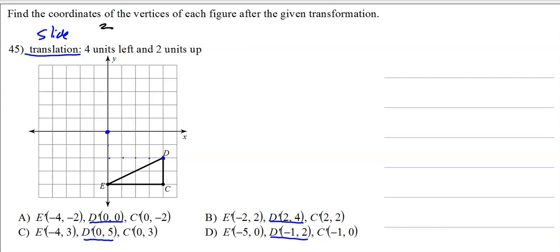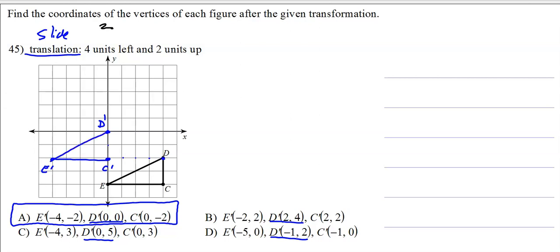1, 2. So it looks like my new D prime is chilling right there at 0, 0. So I think I can just finish her up and do that. Now if I did all the other points and I went 4 left, 2 up, that would be the new C. And then if I did E, 4 left and 2 up, it looks like that would be the new one. So you could go through and do them all, but it's kind of unnecessary.